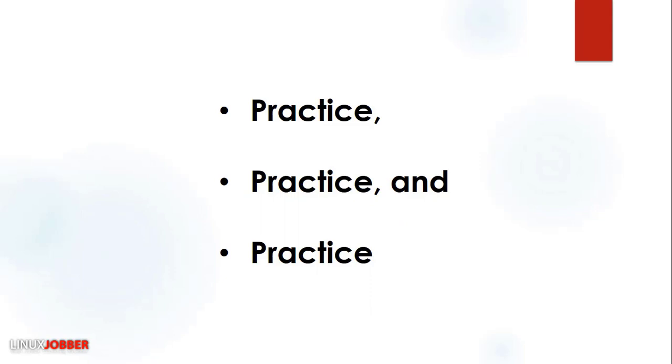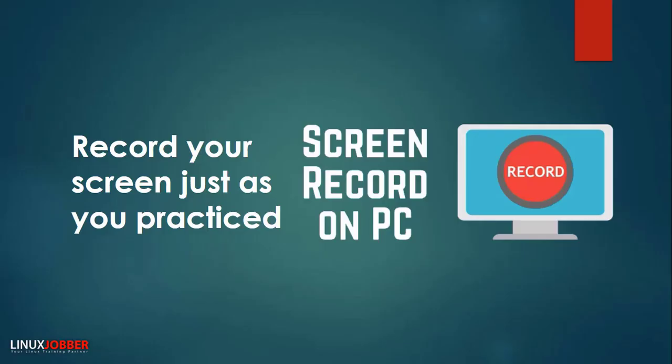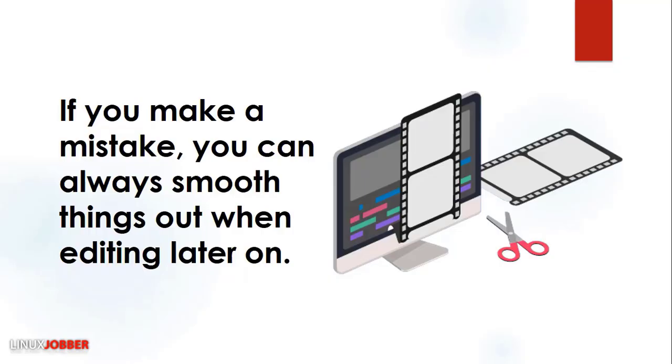This will help you get smooth cursor motions and, in the end, you will have less editing to do. Then, open the Camtasia recorder and record your screen just as you practiced. Remember, if you make a mistake, simply pause and then start right before the mistake. You can always smooth things out when editing later on.